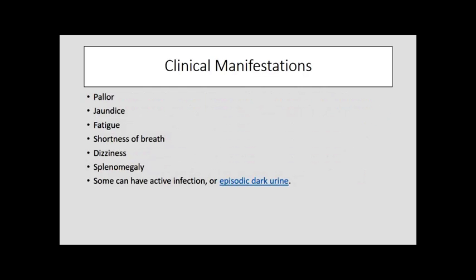Well, clinical manifestations, these people have anemia. You know all of the signs and symptoms of anemia. And some people can have active infection. And some people can have episodic dark urine. Dark urine can mean many things, but one of the things it can mean is hemoglobinuria. Okay, if people have hemoglobinuria, their urine will be dark.